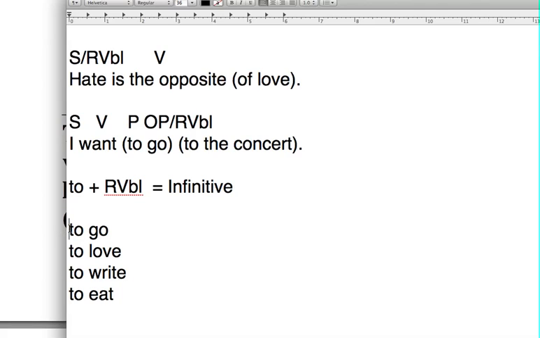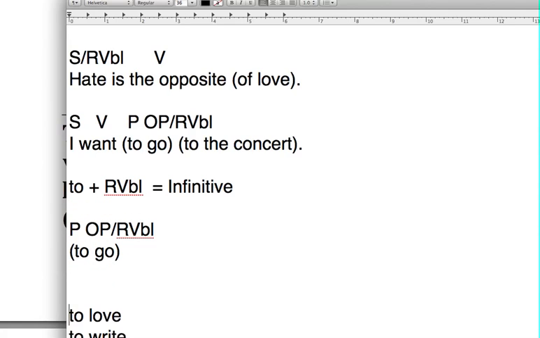And so, if you like, you can either label this as P and then OP slash RVbl, or that's one way to label it. Separate these out. Or the other way to label it is just to say to love is an INF, infinitive. Okay. This is sort of shorthand. INF is shorthand for P plus preposition plus an RVbl. So that's two ways to label what's called an infinitive in English.